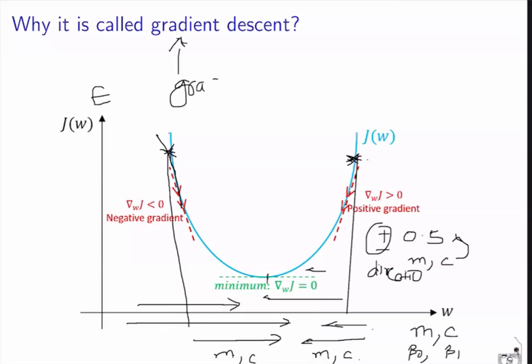The gradient tells us whether to increase our guessed values of beta 0 and beta 1, or whether we want to decrease the guessed values of beta 0 and beta 1. So the gradient gives us that direction, whether we should increase or whether we should decrease. So that's why this algorithm is called the gradient descent algorithm.